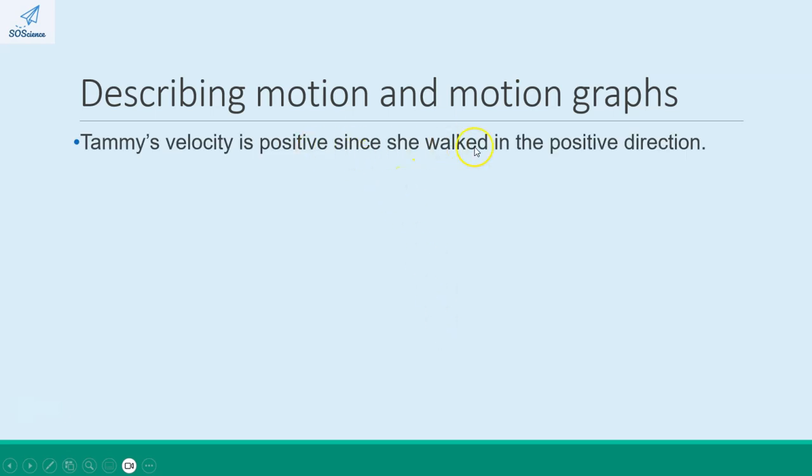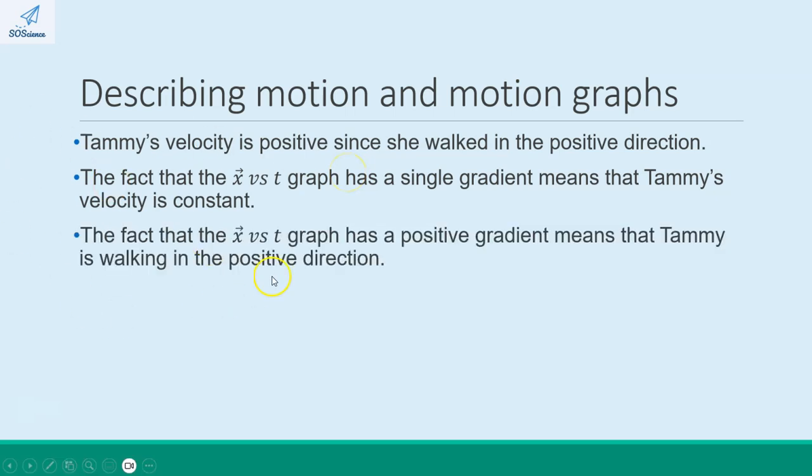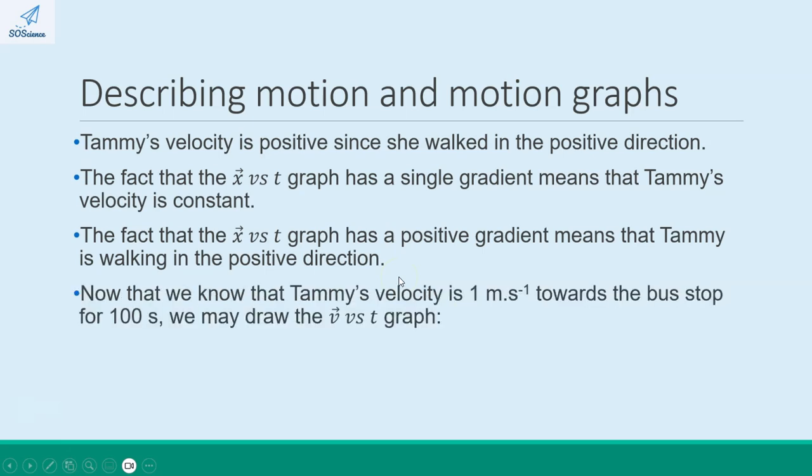Tammy's velocity is positive because she walked in the positive direction. The fact that the x versus t graph has a single gradient means that Tammy's velocity is constant. It is the same at any point in time during her motion. The fact that the x versus t graph has a positive gradient means that Tammy walked in the positive direction. So now that we know that Tammy's velocity is 1 meter per second towards the bus stop for 100 seconds, we may draw the corresponding v versus t graph.